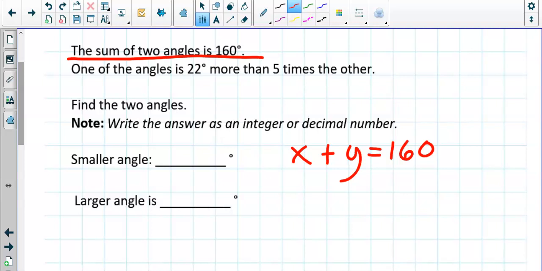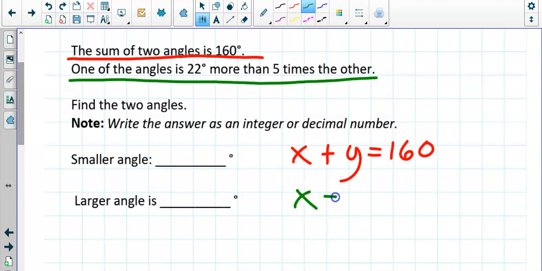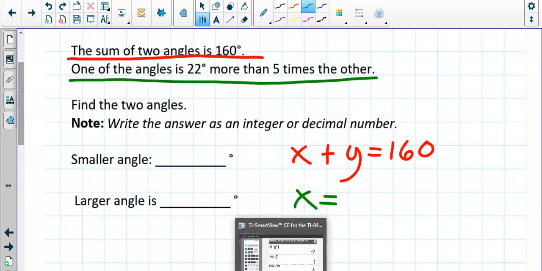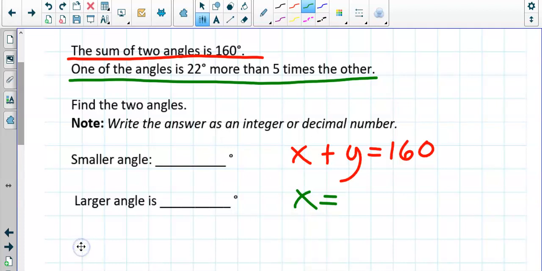All right, so now we're on the second sentence. So it says, one of the angles is 22 more than 5 times the other. So again, just start at the beginning. It says one of the angles is. What does that look like? X is, or X equals, yes. X equals. What does 22 more than 5 times the other look like? You're so good. 5y plus 22. There you go.